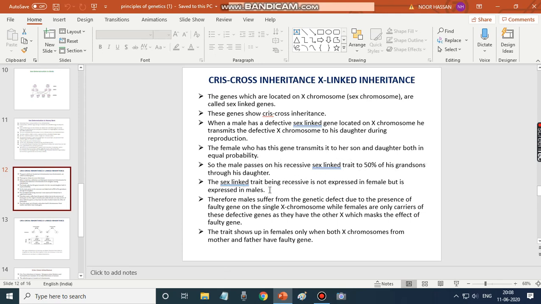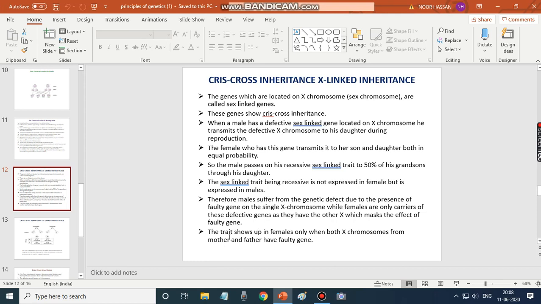The sex-linked trait being recessive is not expressed in females, but it is expressed in males. Therefore, males suffer from the genetic defect due to the presence of the faulty gene on the single X chromosome, while females are only carriers of these defective genes as they have the other X, which masks the effect of the faulty gene.